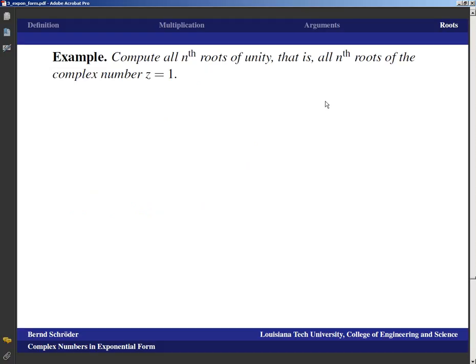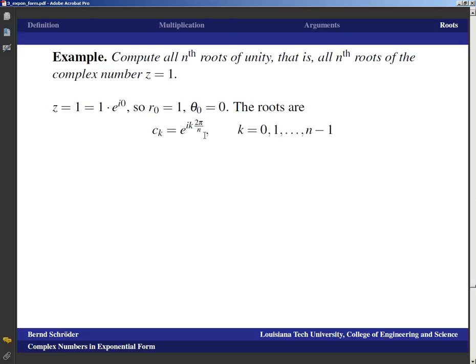Okay, as an example, we want to compute all nth roots of unity, that is, we want to compute all nth roots of the complex number z equals 1. Well, z is 1, which is 1 times e to the i 0, so that means r0 is 1 and theta 0 is 0. And that means the roots are ck being e to the i k times 2 pi over n, where k goes from 0 to n minus 1.